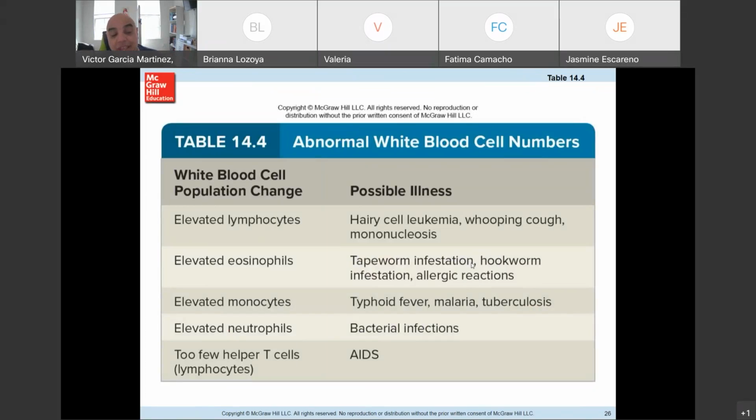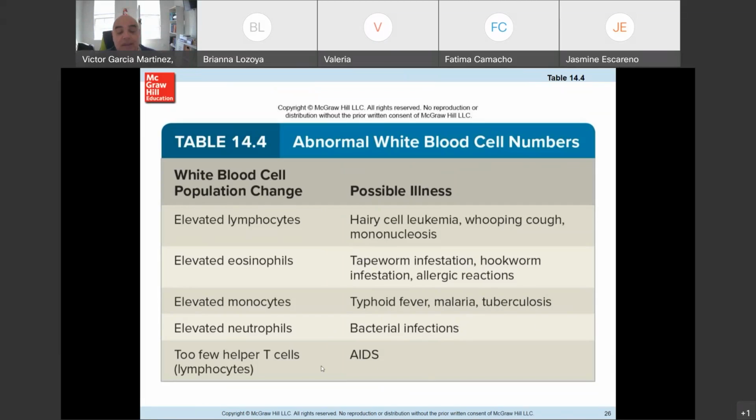When you have elevated monocytes, remember, you're going to have inflammation. Then you're going to have chronic inflammation such as tuberculosis, or it could be present in malaria or typhoid fever. When you have elevated neutrophils, which is the most important white blood cell, you have bacterial infections. And with these bacterial infections, every single time you're going to have neutrophilia.